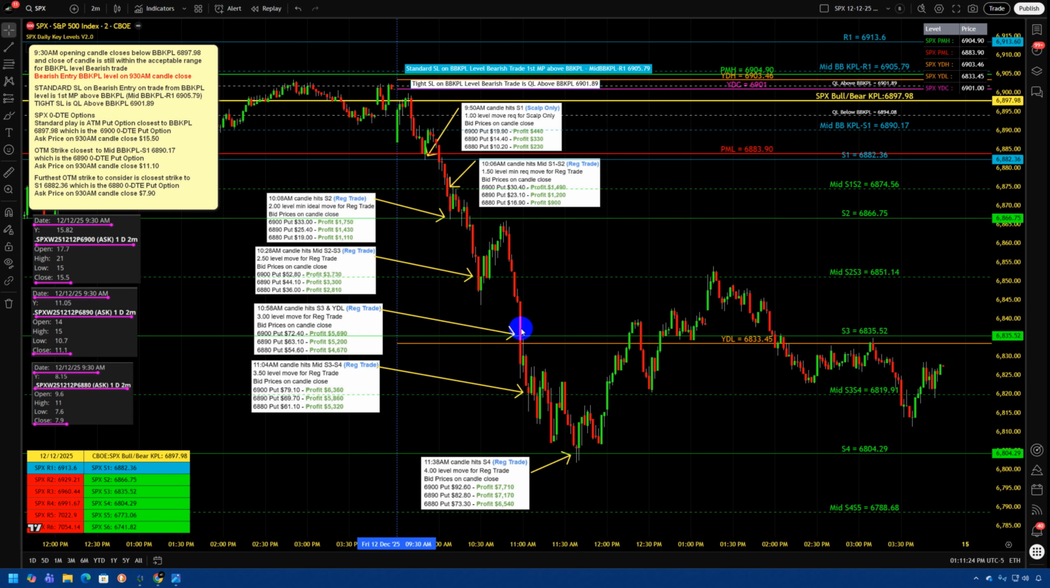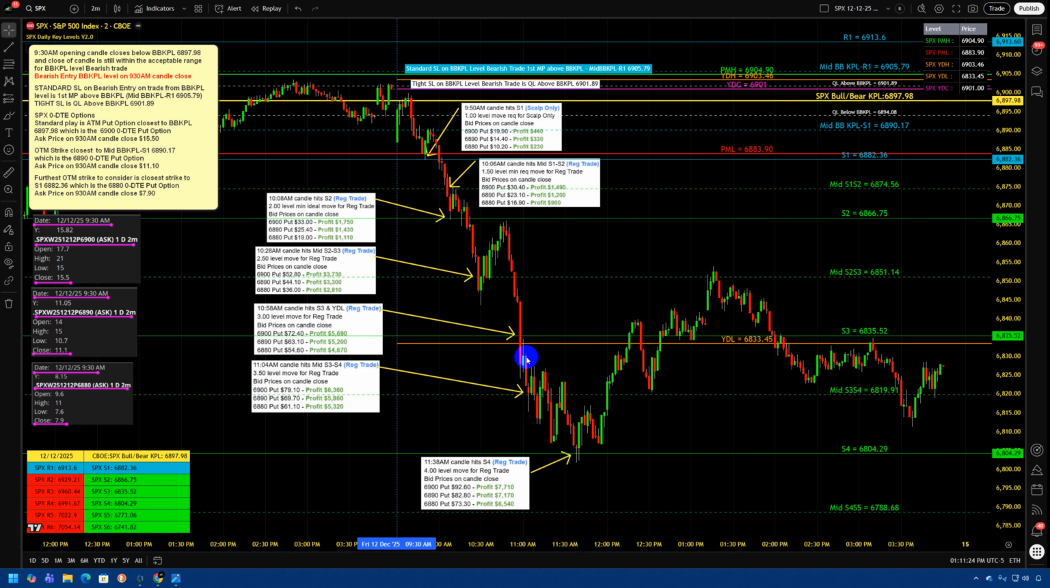Okay, so here we have an interesting candle. This is a very big candle here, the 10:58 a.m. candle. Very big candle. Slices right through S3. Also slices through yesterday's daily RTH session low. As you can see here, it tried to retrace and go up through yesterday's low, trying to recapture yesterday's low, but did not.